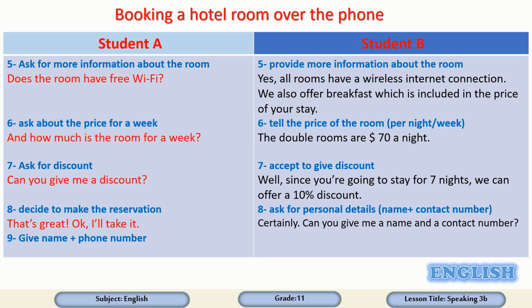Student A then can decide to make the reservation. He or she can say, "That's great. Okay, I'll take it." And then student B can ask for personal details of the customer, for the name and contact number. He or she can say, "Certainly. Can you give me a name and a contact number?"